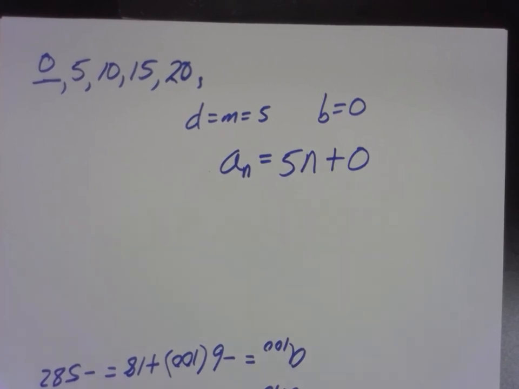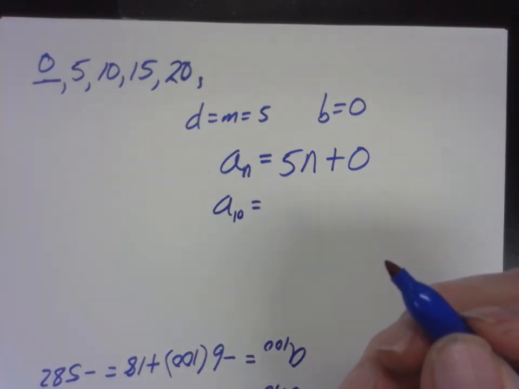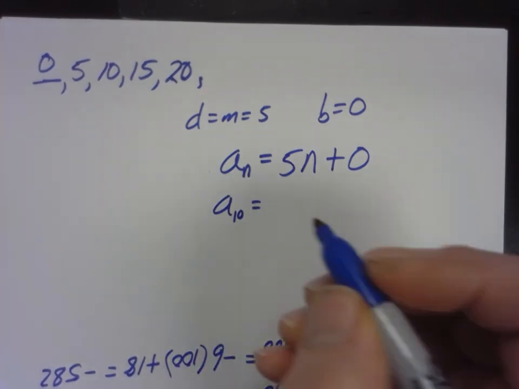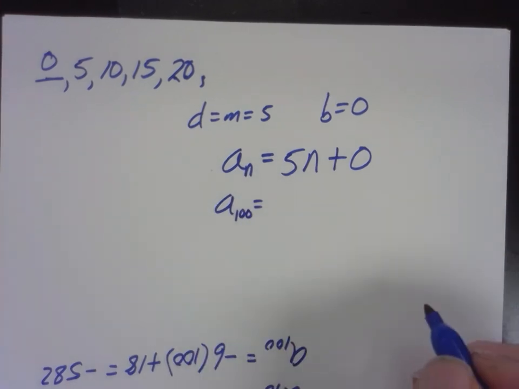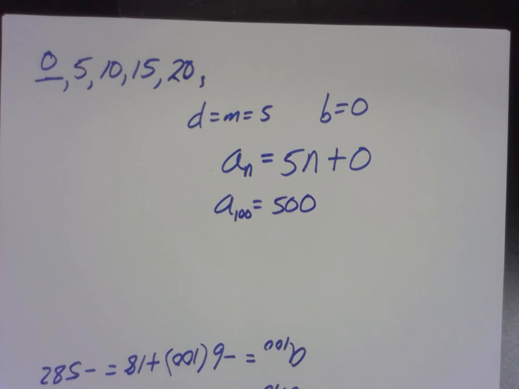And then, could you guys find a sub 10? What is it? That's 50. Can you find a sub 100? 500. Okay. So you can find the 100th term, you can find whatever term you want. So we've done a couple of things here. How do we find the next one? That's important, right? But then how do we find the nth term? How do we find any term that we want? That's important.